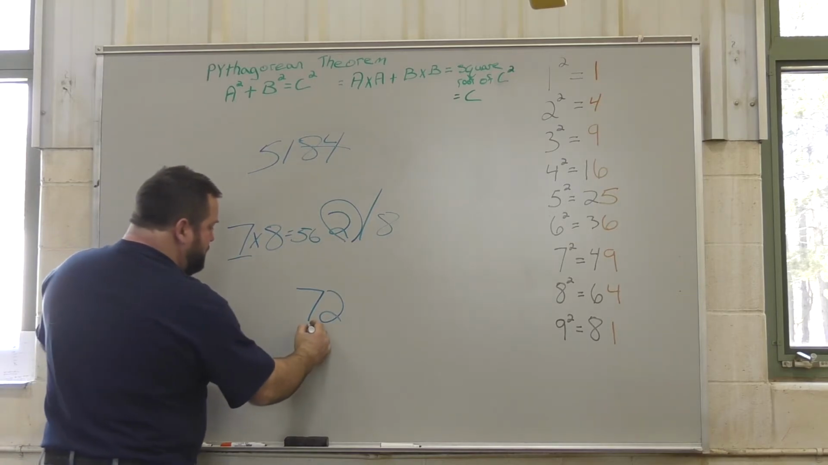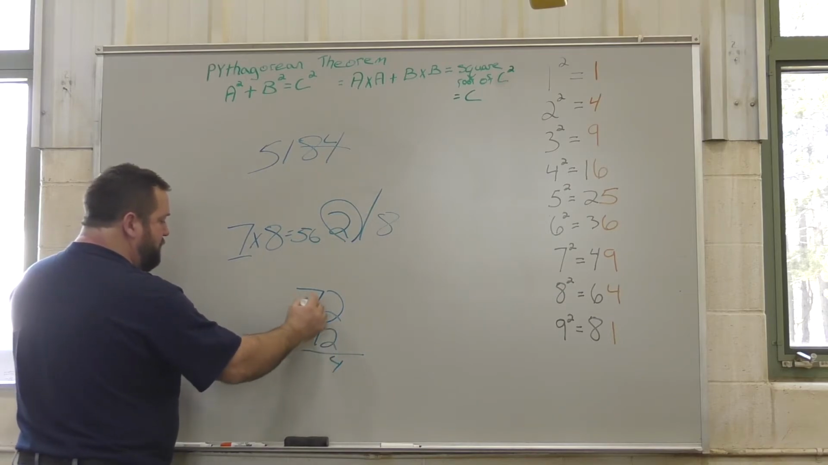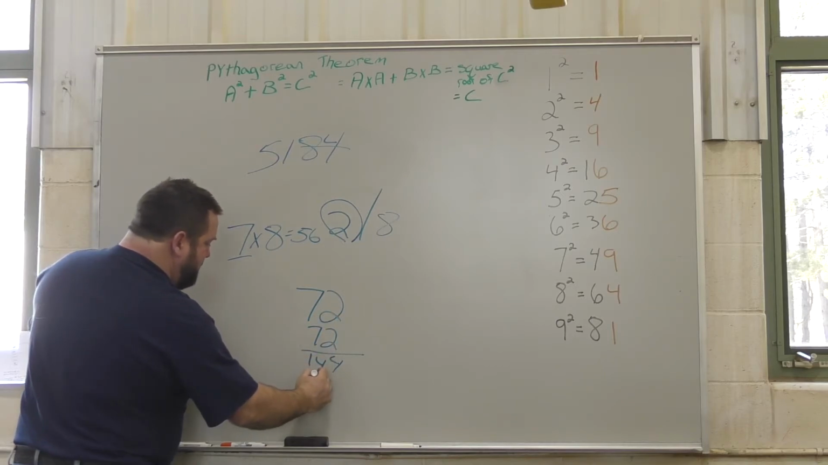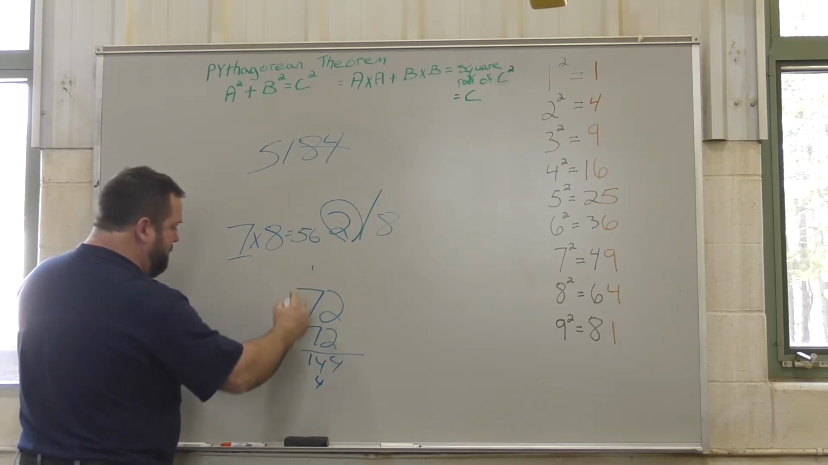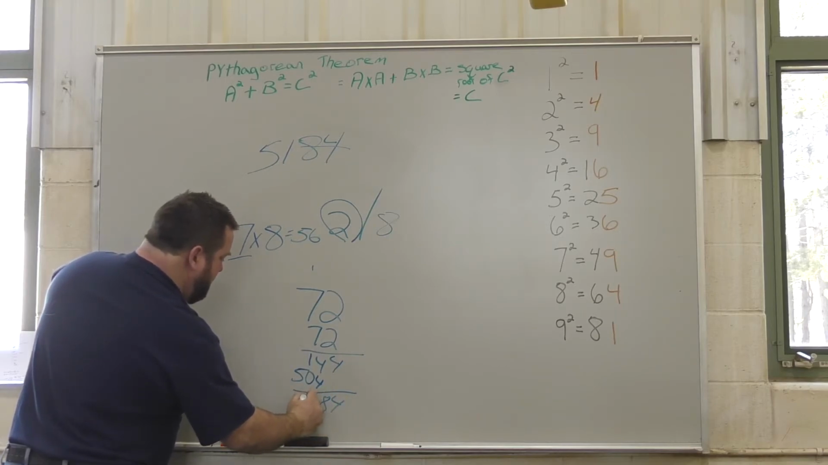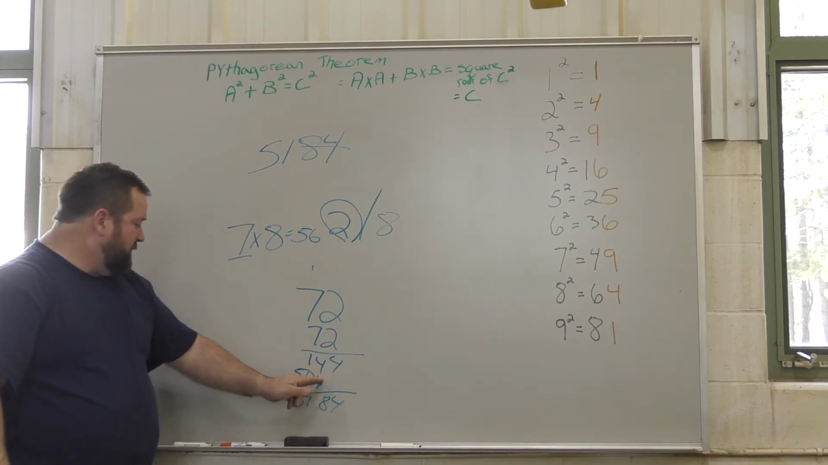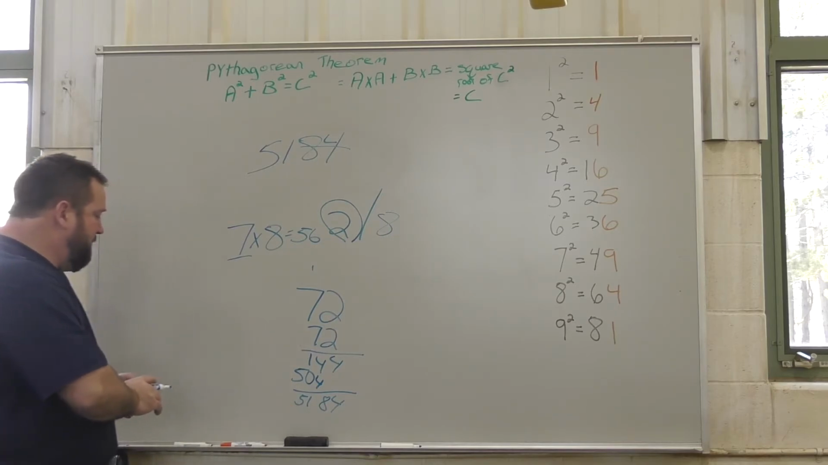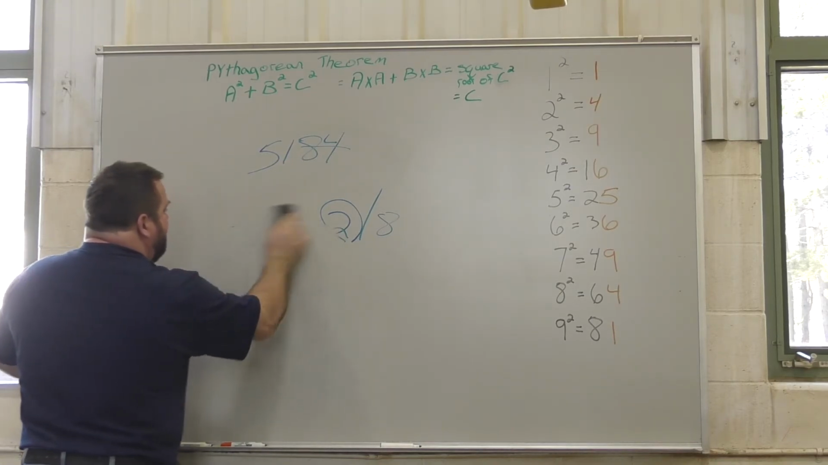So 72 squared, to check our answer: 2 times 2 is 4, 2 times 7 is 14, 7 times 2 is 14, carry the 1, 7 times 7 is 49, plus 1 is 50. Then 5,184: 4 plus 4 is 8, 1 plus 0 is 1, and 5 plus 0 is 5. 5,184. So we know our answer is 72.